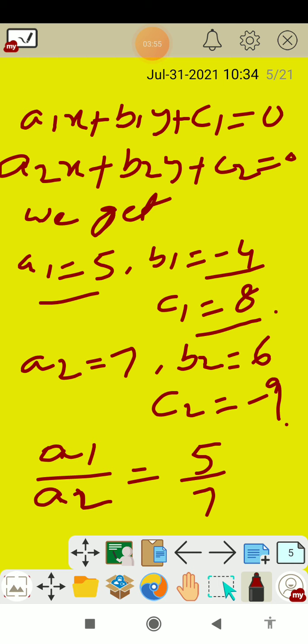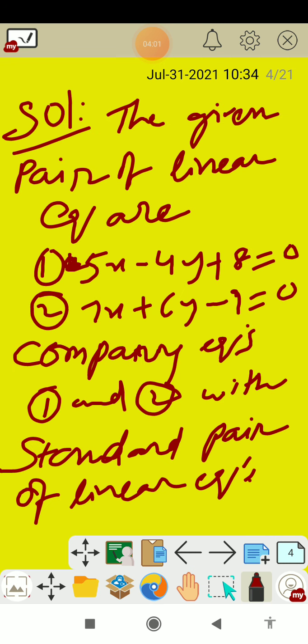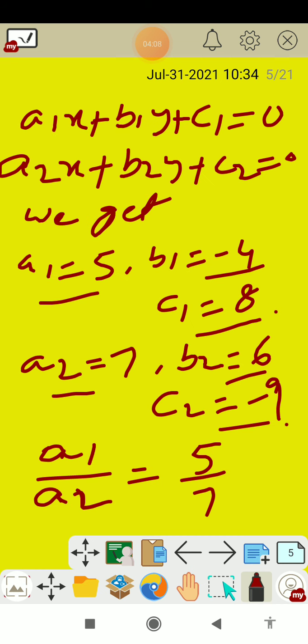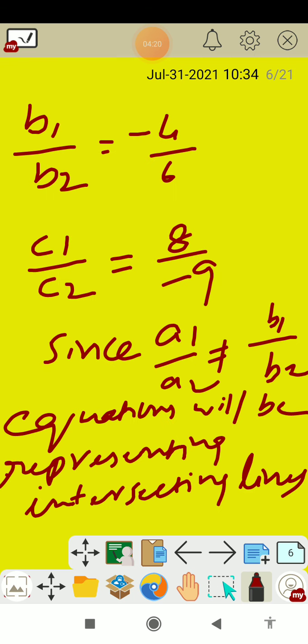Same way for the second equation, a2 is equal to 7, b2 is equal to 6, c2 is equal to minus 9. Now you have to check a1 by a2, which is 5 by 7, and b1 by b2 is equal to minus 4 by 6, and c1 by c2 is equal to 8 by minus 9.